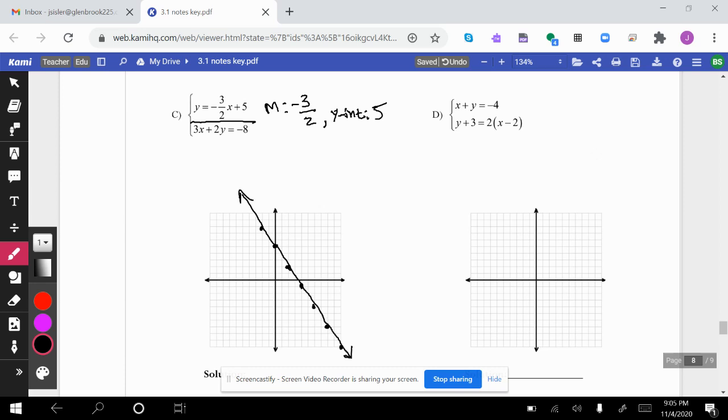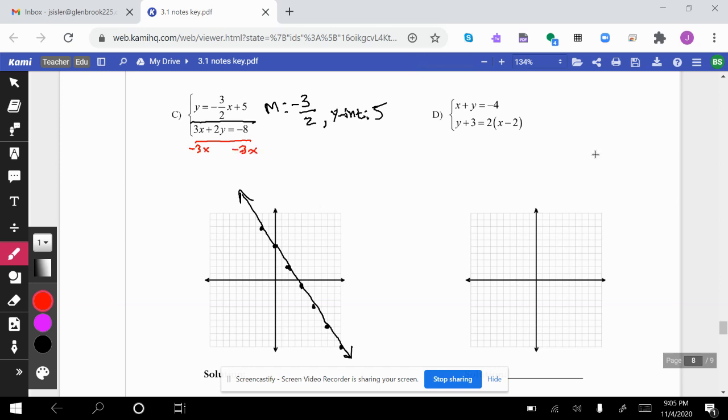Okay. And then for my second equation, 3x plus 2y equals -8. This is in standard form, which might look a little intimidating. We haven't done it in a little while, but remember, you're just focusing on getting y by itself. So how do we do that? We're going to subtract 3x from both sides.